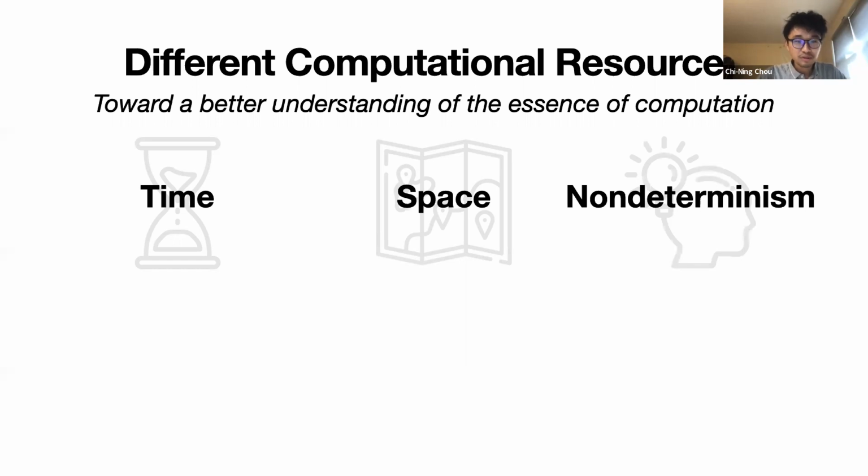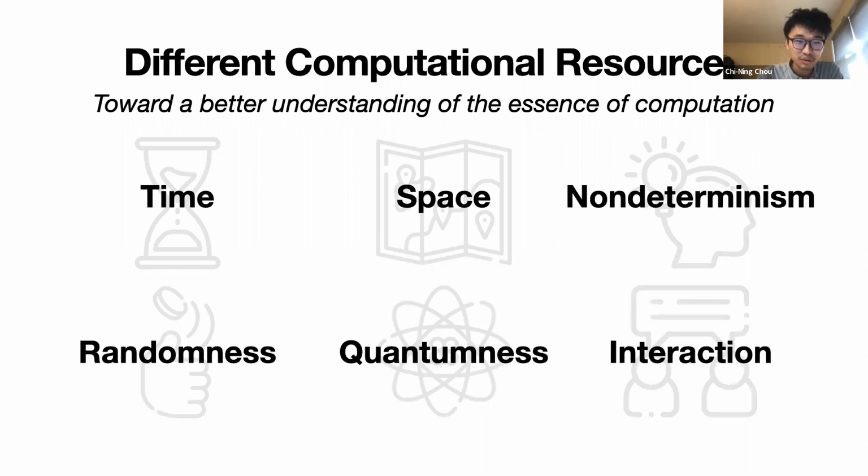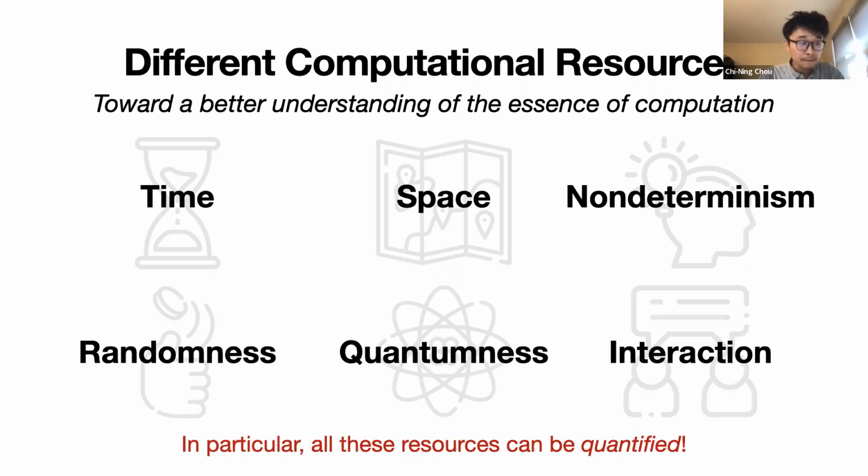And there are also some slightly less directly intuitive computational resources, for example, something called nondeterminism, which we will elaborate on in a second, and randomness, which we mentioned earlier, or quantumness, as people already asked, or interactions. This is also similar to the communication we mentioned before. My point here is there are so many different intuitive ways to formulate extra computational resources you can use. And the beautiful thing in theoretical computer science is that all these resources can be quantified, meaning they can be studied more mathematically and even compared with each other.